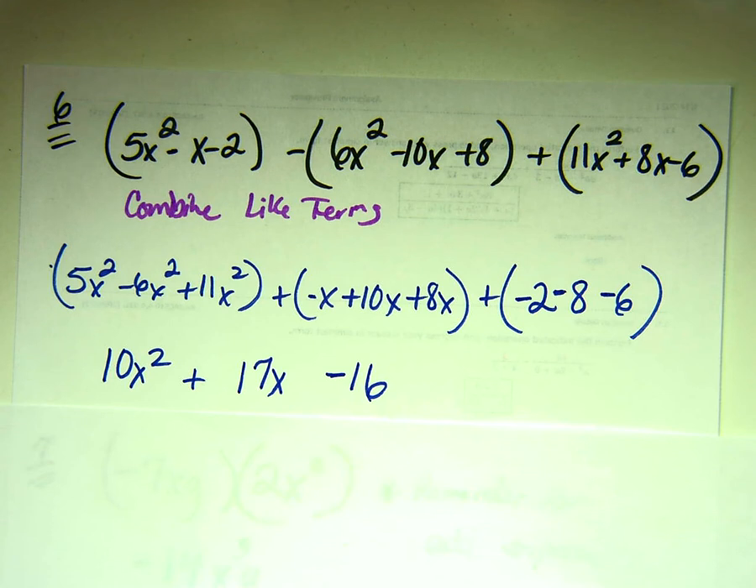Notice how there's no negative out there, so that's why that comes down. So negative 1 plus 10 gives you 9. 9 plus 8 gives you 17. Bring down your x. Now we're dealing with our constants. Those are the ones without your variables.